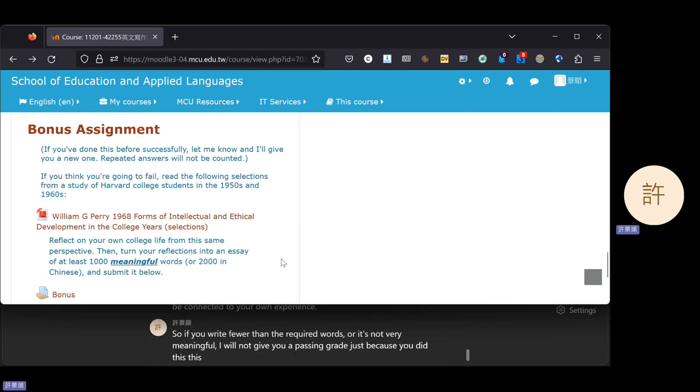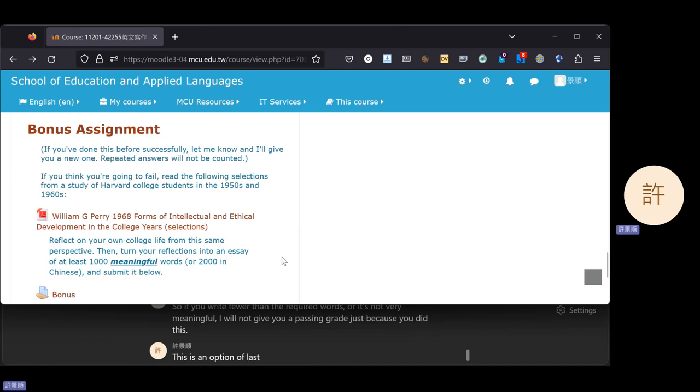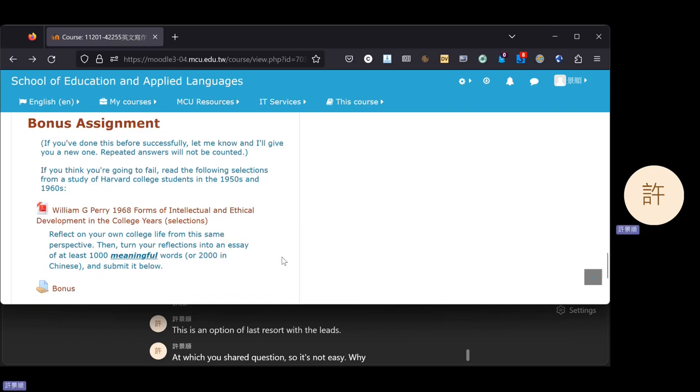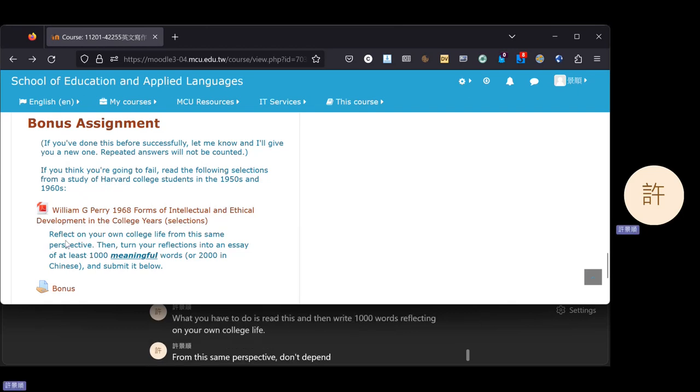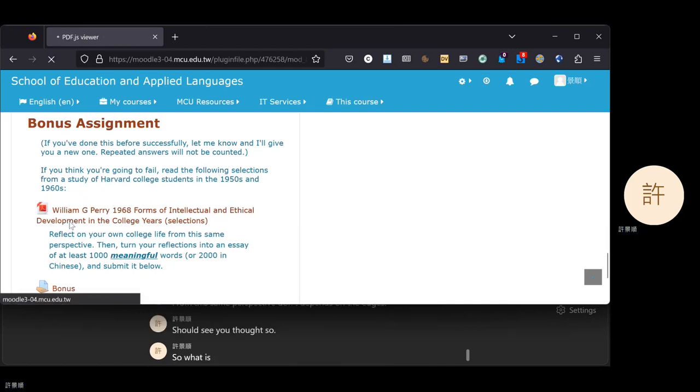This is an option of last resort, 不得已才会去写的东西. So it's not easy. What you have to do is read this and then write 1,000 words reflecting on your own college life from this same perspective. 用这篇文章的观点解释自己大学生活.